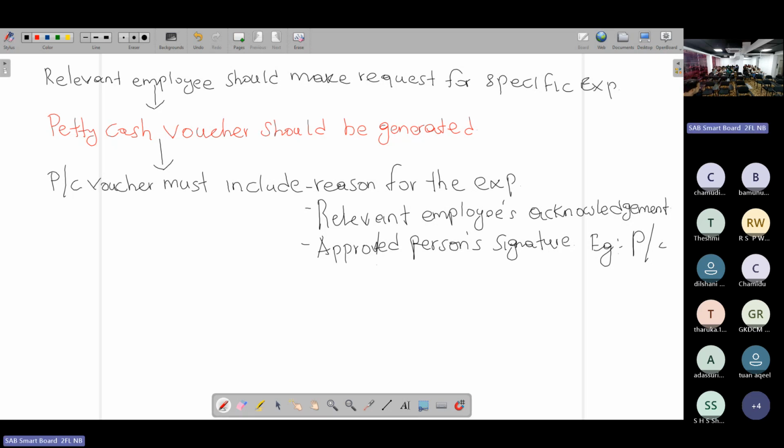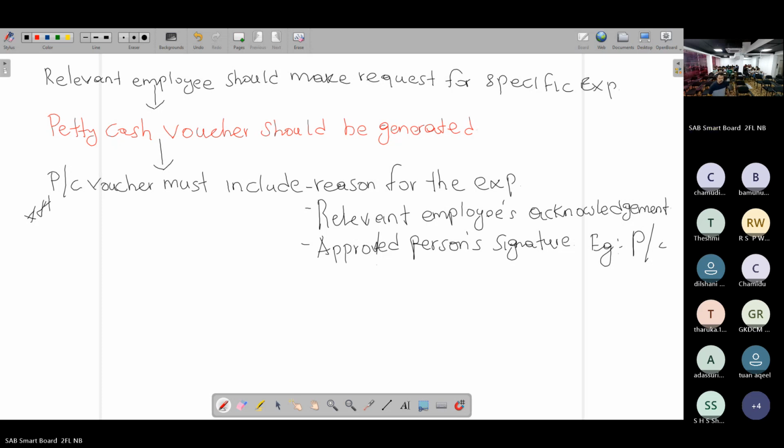Up to this point clear? Okay. Any doubts? Any doubts in the petty cash process, or any gray area or any clarification you need? This part is important because a petty cash voucher must be raised for each and every transaction.